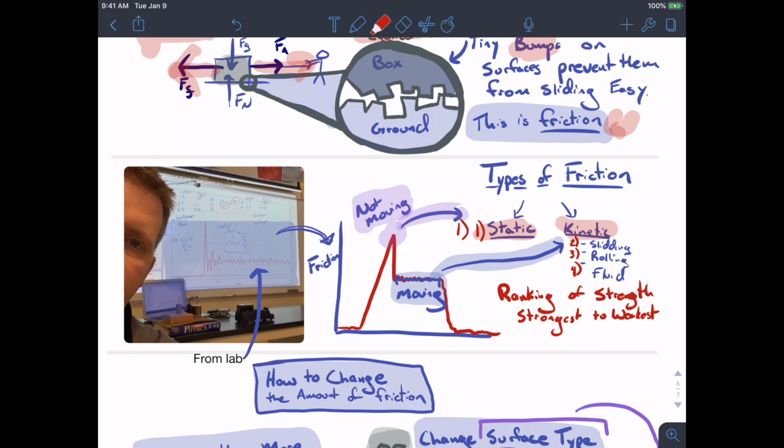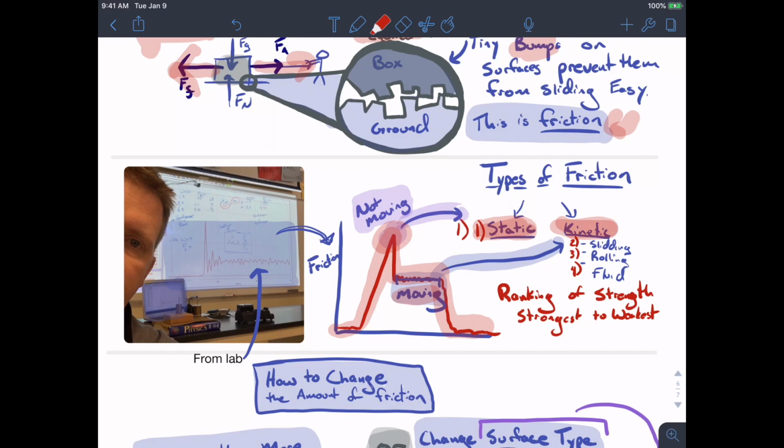And the way we knew that there were two of them is when we looked at the graph, it spiked, and then it plateaued out. And the spike was when the block wasn't moving yet. So it took a lot of force to get the box moving, and we call that static friction. Static means not moving. Once the box got moving, then the friction dropped down drastically, so it went way further down there. And we call this kinetic.